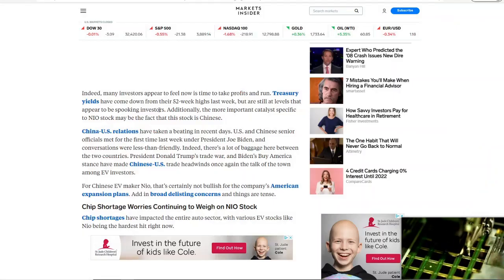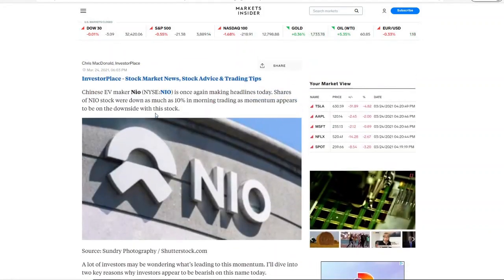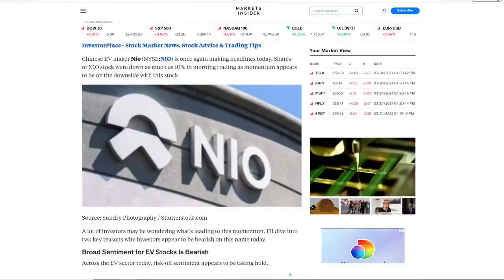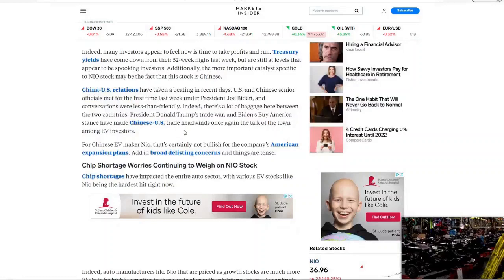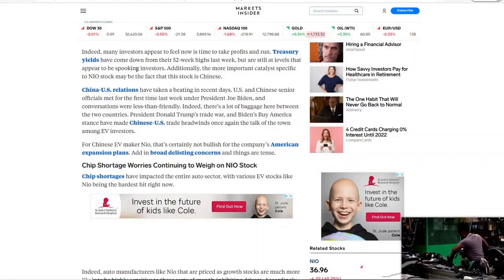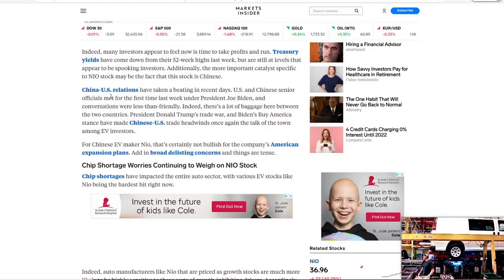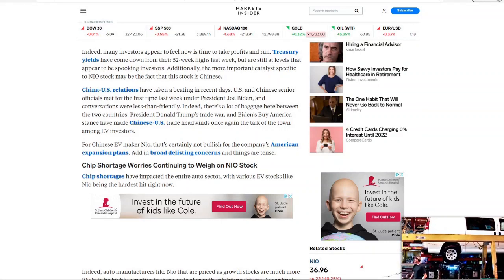So this article talks about every reason why NIO is volatile and stumbling again today. So let's look at the three main reasons. The first one, treasury yields. That's temporary. That's happening to the whole market. This is not just NIO. China-US relations. This could be temporary.